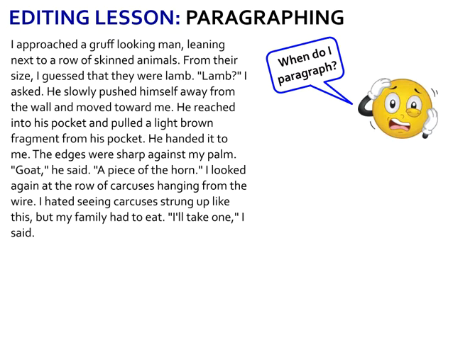I approached a gruff-looking man leaning next to a row of skinned animals. From their size, I guessed they were lamb. Lamb? I asked. He slowly pushed himself away from the wall and moved towards me. He reached into his pocket and pulled a light brown fragment from his pocket. He handed it to me. The edges were sharp against my palm. Goat, he said, a piece of the horn. I looked again at the row of carcasses hanging from the wire. I hated seeing carcasses strung up like this, but my family had to eat. I'll take one, I said.